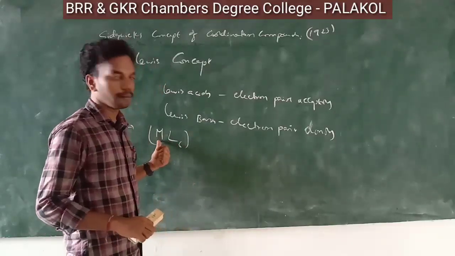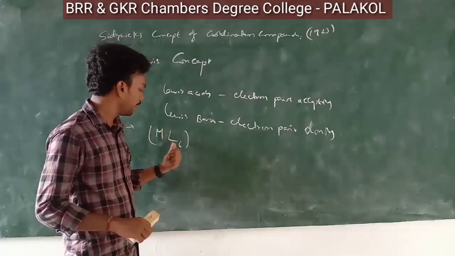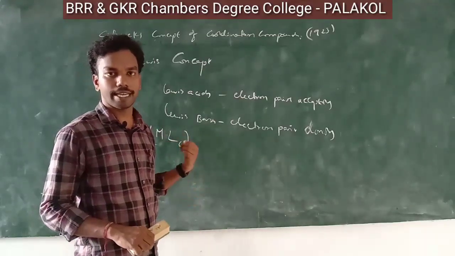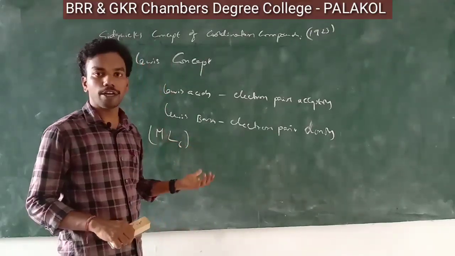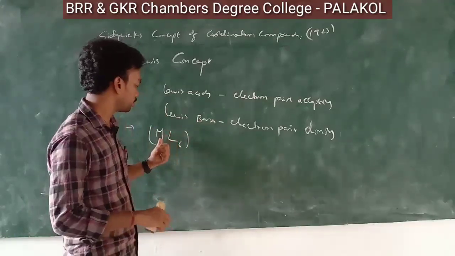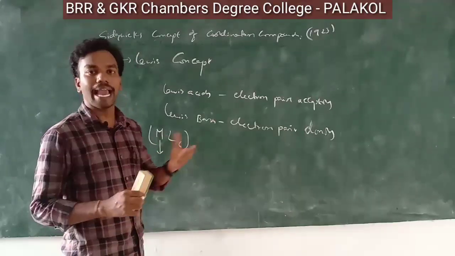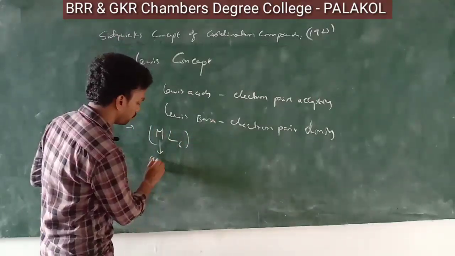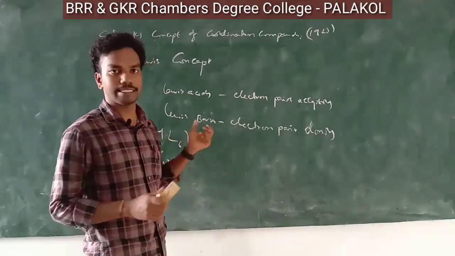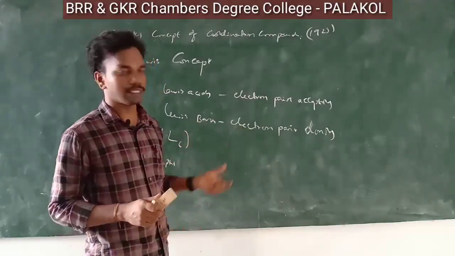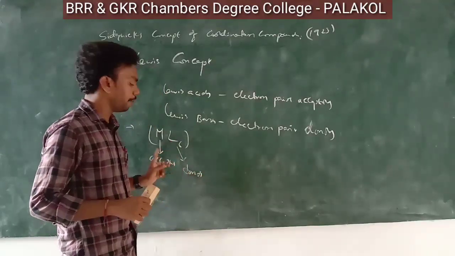So the metal makes available a vacant orbital for accepting electron pairs from the ligand, and the ligand has a lone pair of electrons for donation. The ligand must have a lone pair for donation, and the metal must have a vacant orbital for acceptance. Those electrons are donated by the ligand, so the metal is the acceptor. An acceptor is a Lewis acid. The metal acts as a Lewis acid, and the ligand acts as a Lewis base because ligands are donors. Ligand is donor, metal is acceptor.